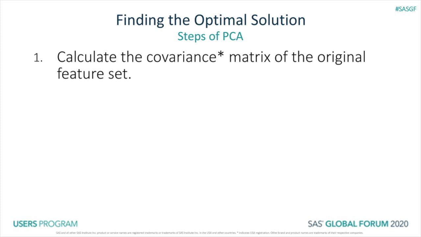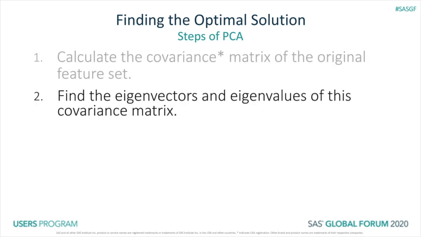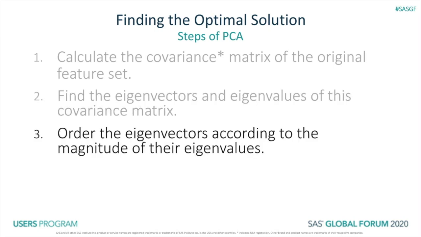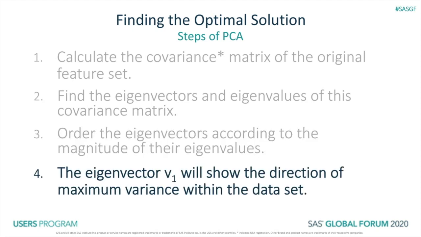Once you've got that matrix, you're going to calculate the eigenvectors and eigenvalues of the matrix, and you're going to order them from largest to smallest according to the magnitude of the eigenvalues. The notational convention here is to call the largest eigenvalue lambda 1, and the eigenvector associated with it we'll refer to as V1. That eigenvector V1 is really the star of the show, because here in step 4, eigenvector V1 is going to show the direction of maximum variance within the data set. So that's the very direction we're looking for. If we put our new feature line spanning that vector, we will capture maximum variance.